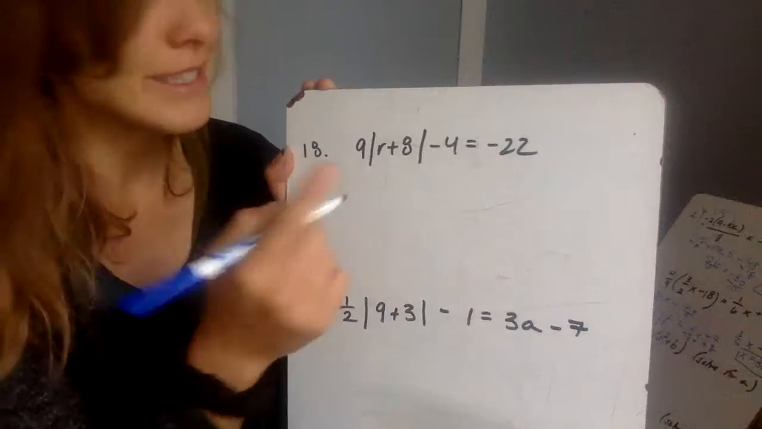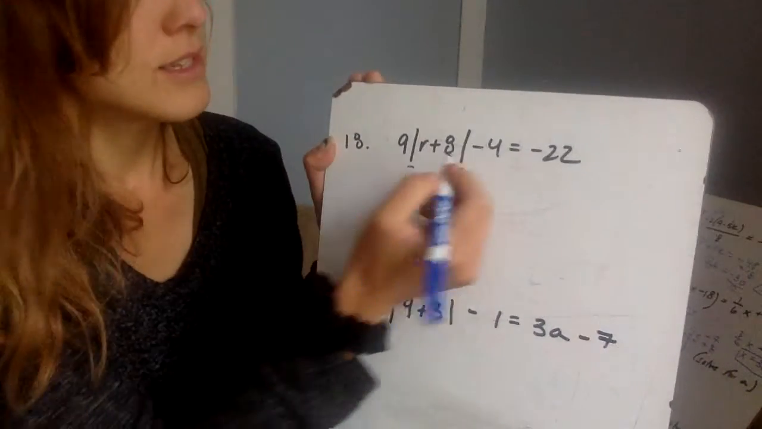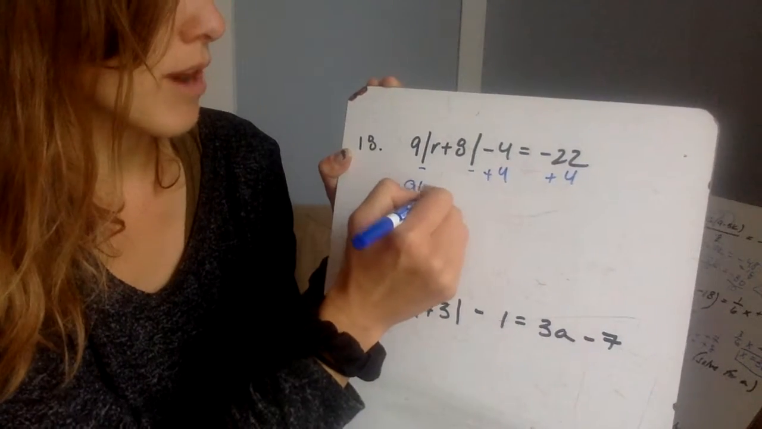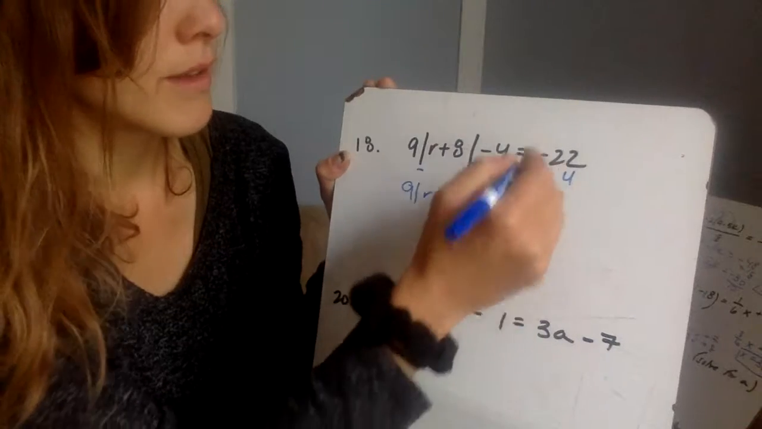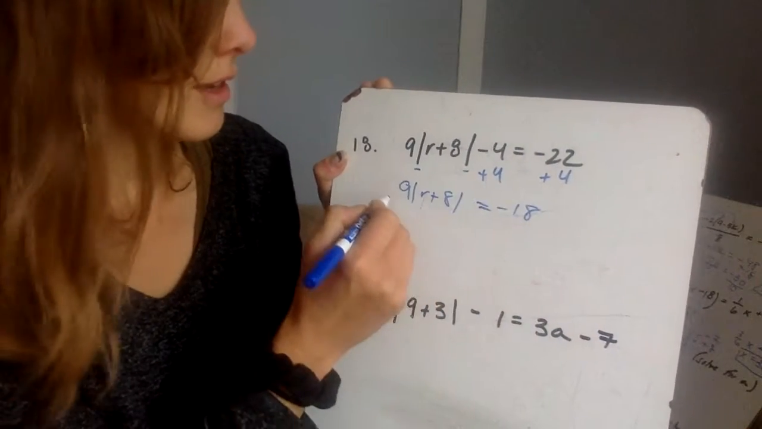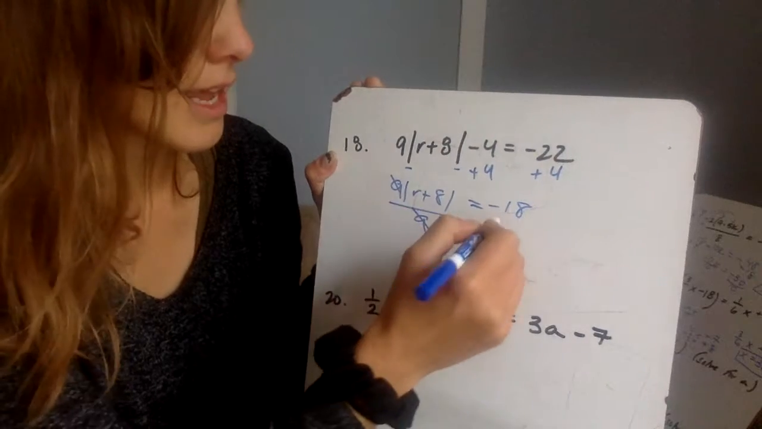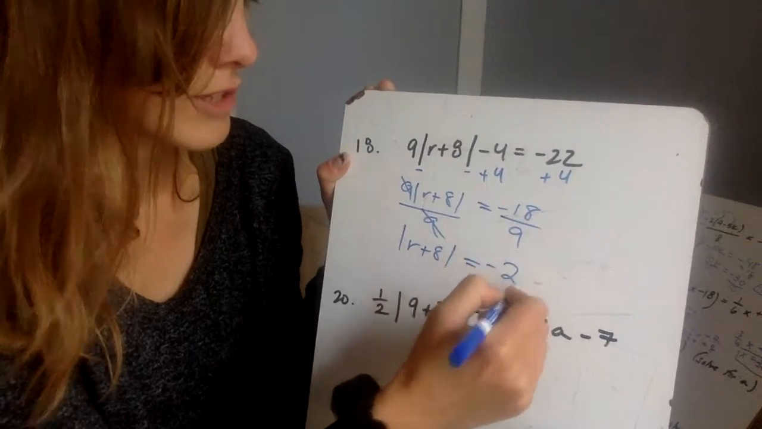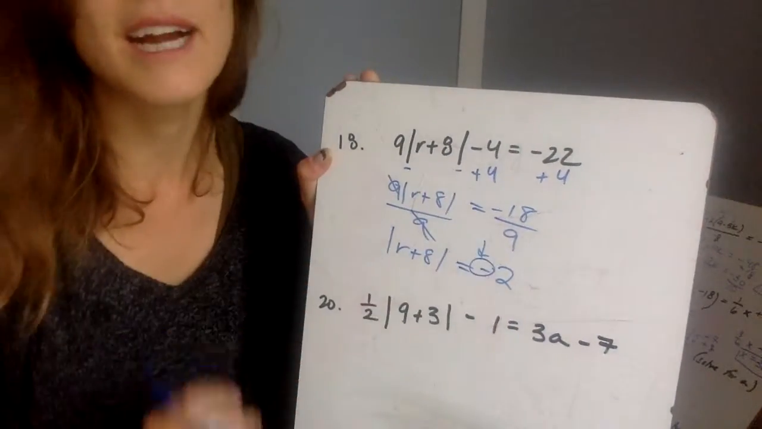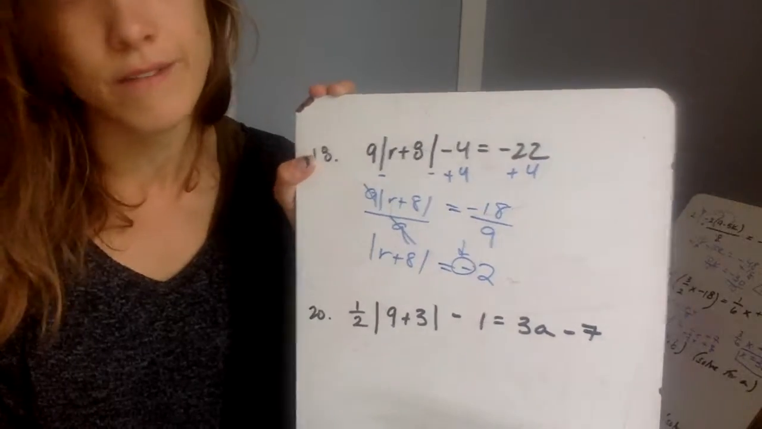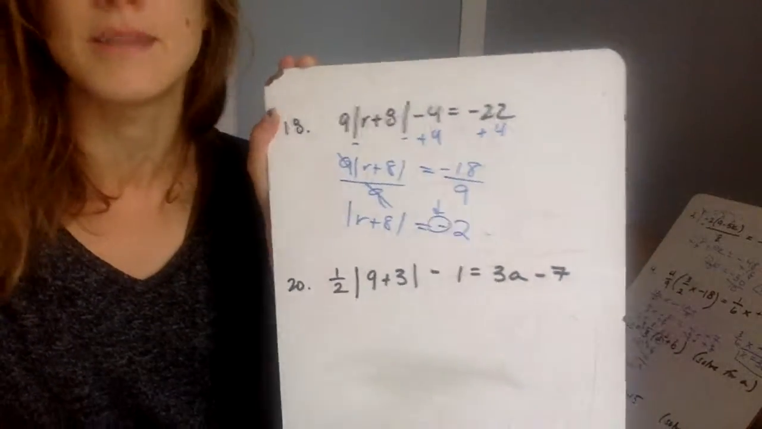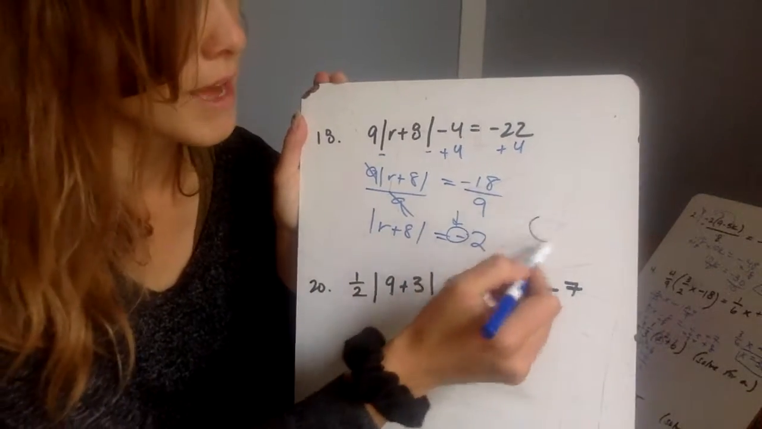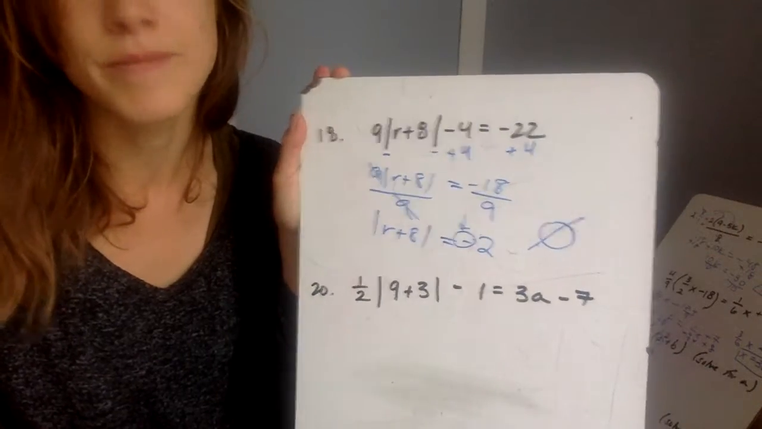So first step is to isolate the absolute value brackets. I would add 4 to both sides. I get 9 times the absolute value of r plus 8 equals negative 18. Divide both sides by 9, and I get the absolute value of r plus 8 equals negative 2. So this is where I check in and see, can I solve this problem before I create the two cases and make a lot of work for myself. This absolute value cannot equal a negative number, so my answer here would be no solution.